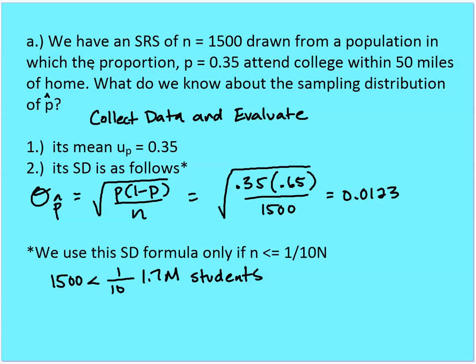And then we need to verify that in order to use that standard deviation model, we've met the 10% rule for independence. So that standard deviation formula is valid only if n is less than or equal to 1/10 of N. Because there are approximately 1.7 million students and we're only drawing an SRS of 1,500, we know that this meets the criteria for independence. We can use the standard deviation formula and we can use a value for standard deviation.